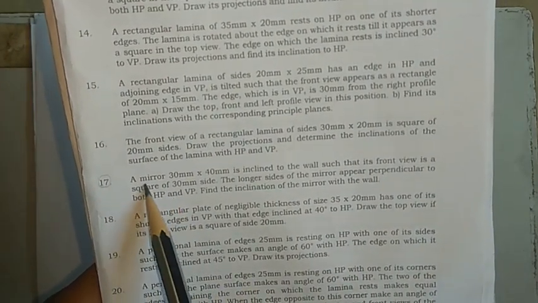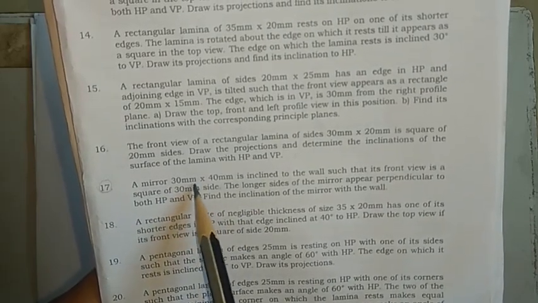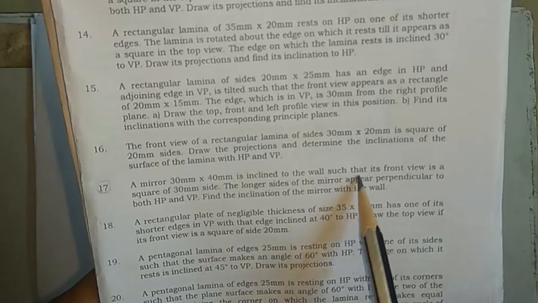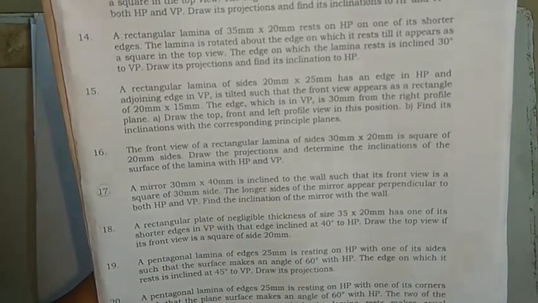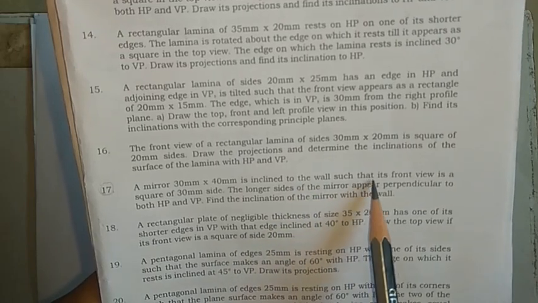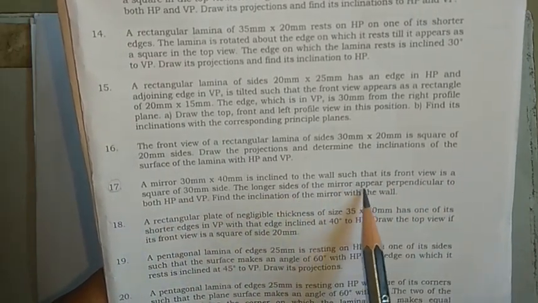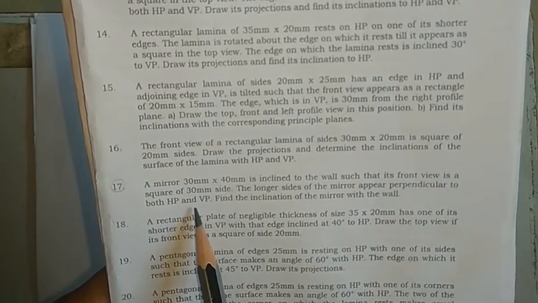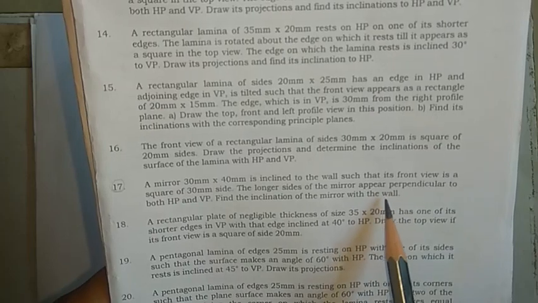So here we have a mirror. A mirror is something like a rectangle, 30 by 40, inclined to the wall like a ladder. You can just imagine a ladder placed against the wall, such that its front view is a square of 30 mm and the longer side of the mirror appears perpendicular to both the HP and VP. So find the inclination of the mirror with the wall, which means with the VP and HP.